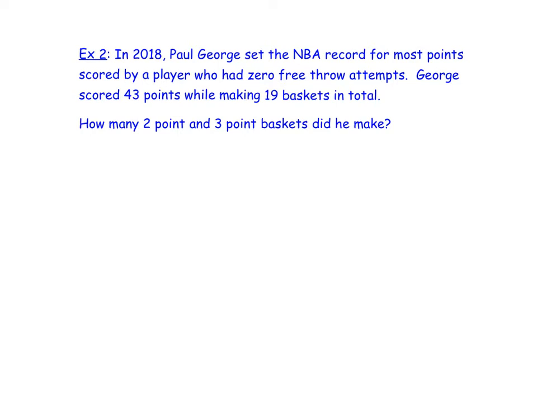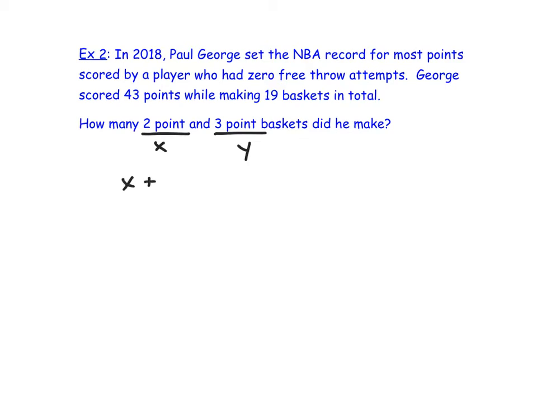So the only thing that they tell us is that he didn't make any free throws, which really doesn't affect this situation. They tell us he scored 43 points, and he made 19 baskets in total. So what we're going to do is we're going to say, it says how many 2-point baskets and 3-point baskets did he make? So I'm going to call 2-point baskets X and 3-point baskets Y.